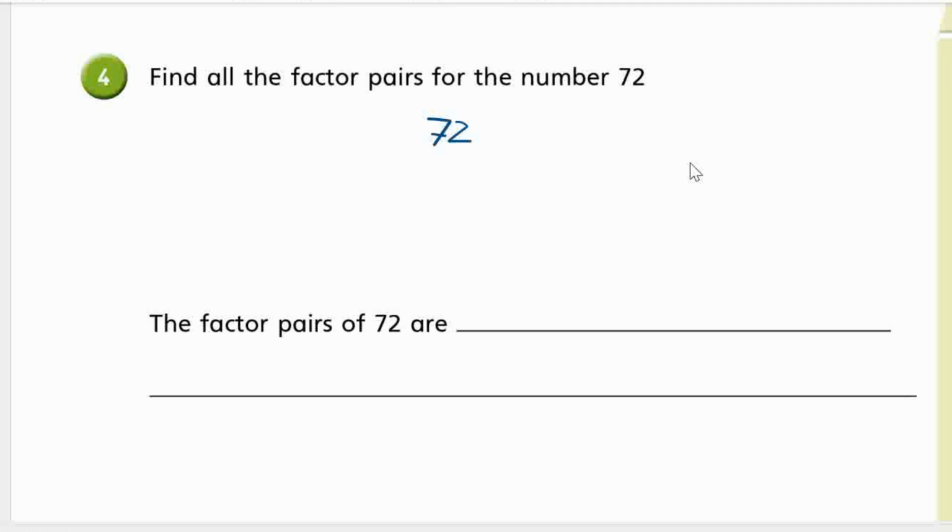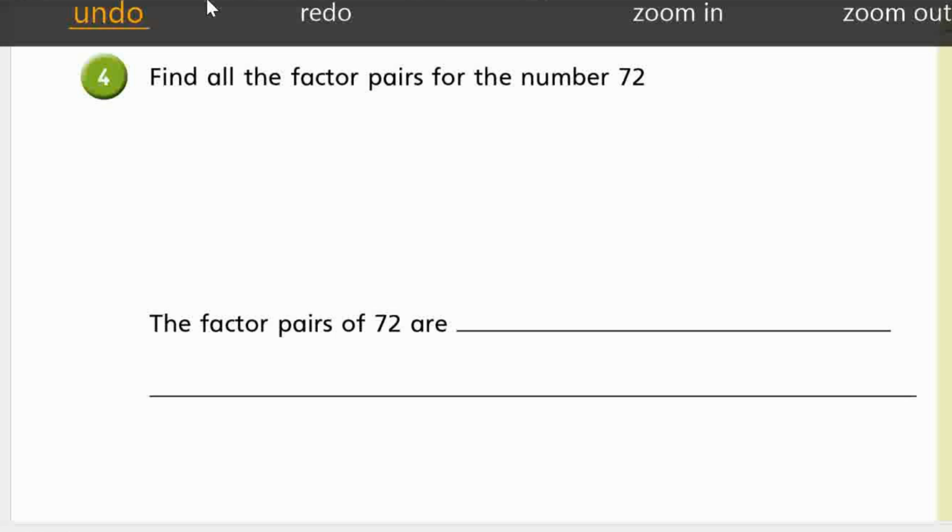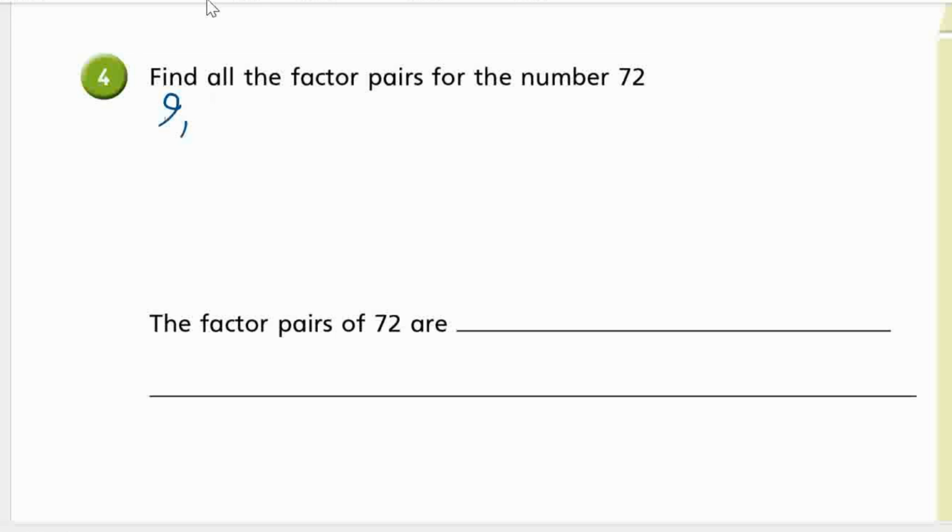So what makes 72? Actually, I don't need to write 72. 9 times 8, so I'll put 9 and 8. What else? 6 times 12, good. Yep.